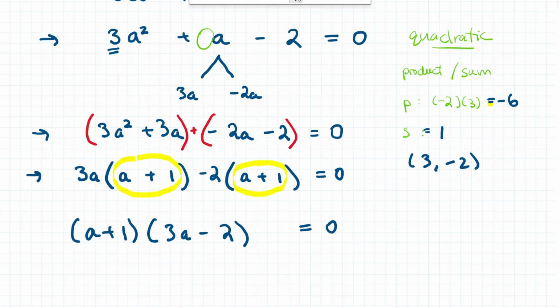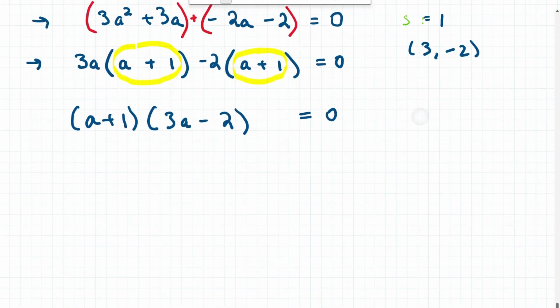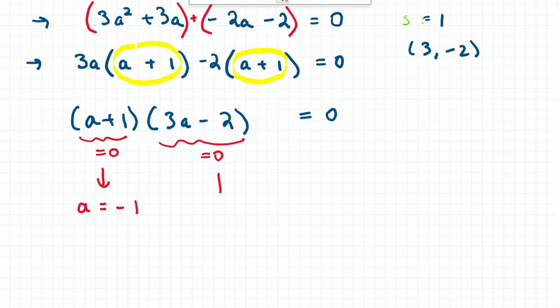Okay, so to solve any equation, what do we have to do? We have to set both of our sides equal to 0, and then solve for a. So from this side, I have that a equals negative 1, and here I have that a equals 2 over 3. Okay, are we done yet?